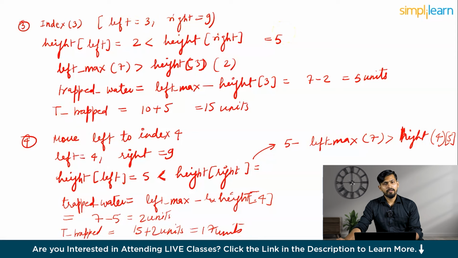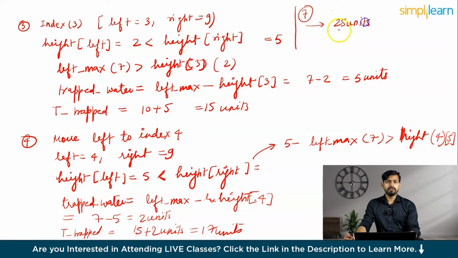And when you have done it, guys, you have to keep iterating like this, and at the 7th step, when you add the overall water, it is going to come around 25 units. So basically it's a two-pointer approach, and the algorithm, as I have clearly mentioned, you have to follow. Now let us see how we are going to code this in Python.